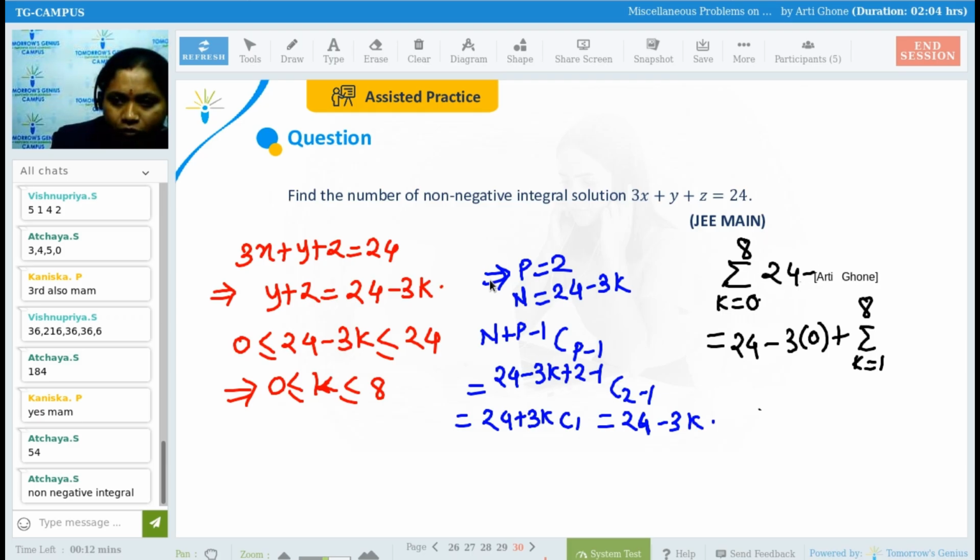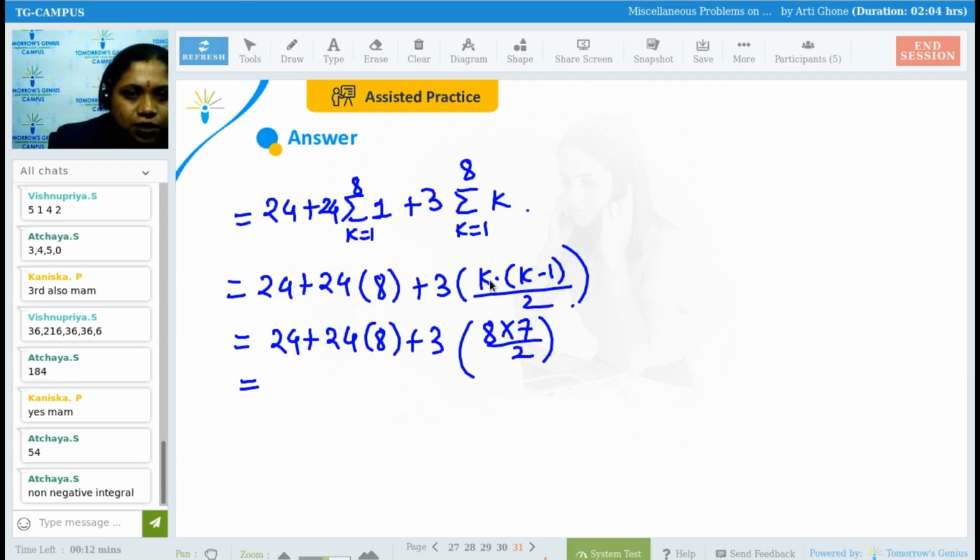We already know the summation formulas. So I have applied these formulas over here. So it's 24 minus 3k. What is the total answer?